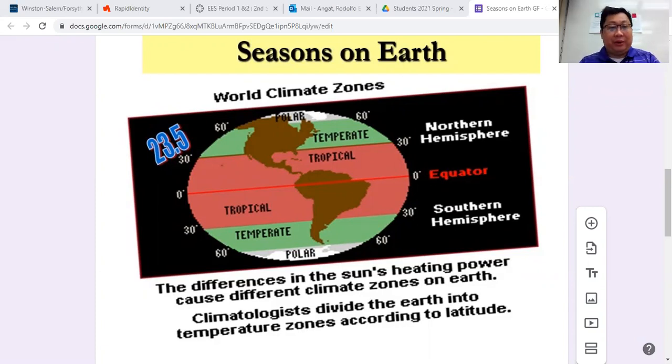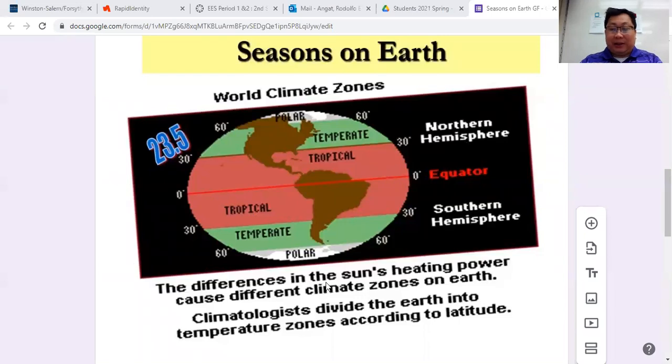We have to remember that the reason why we have seasons is because the Earth is tilted on its axis at an angle of 23.5 degrees. But also remember, let's review, Earth's tilt is not always 23.5 degrees. And this tilt changes a little bit because of the process of nutation, which we discussed before. For today, let us focus on Earth's tilt and how it affects the seasons.